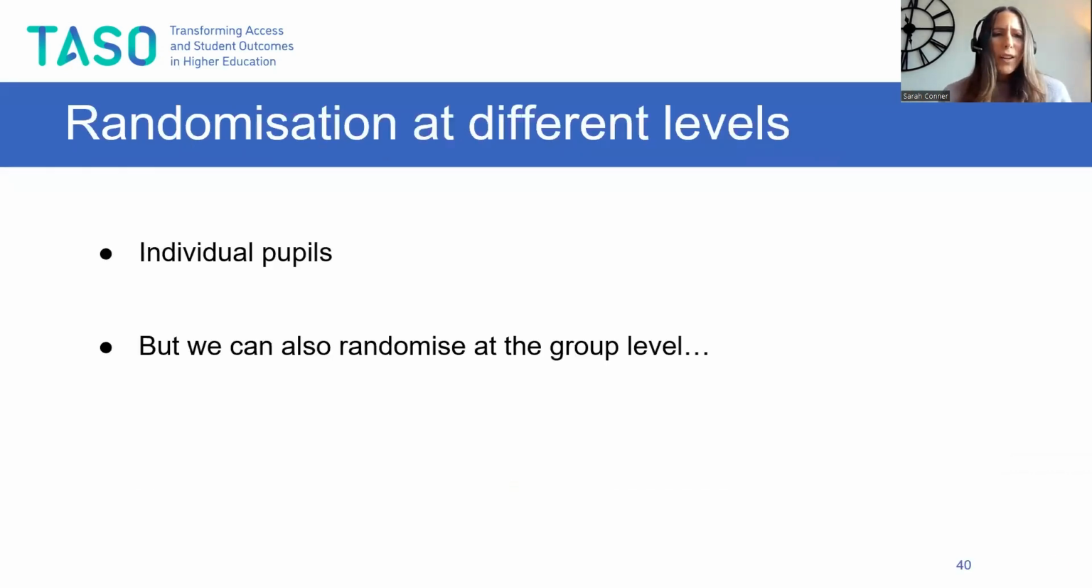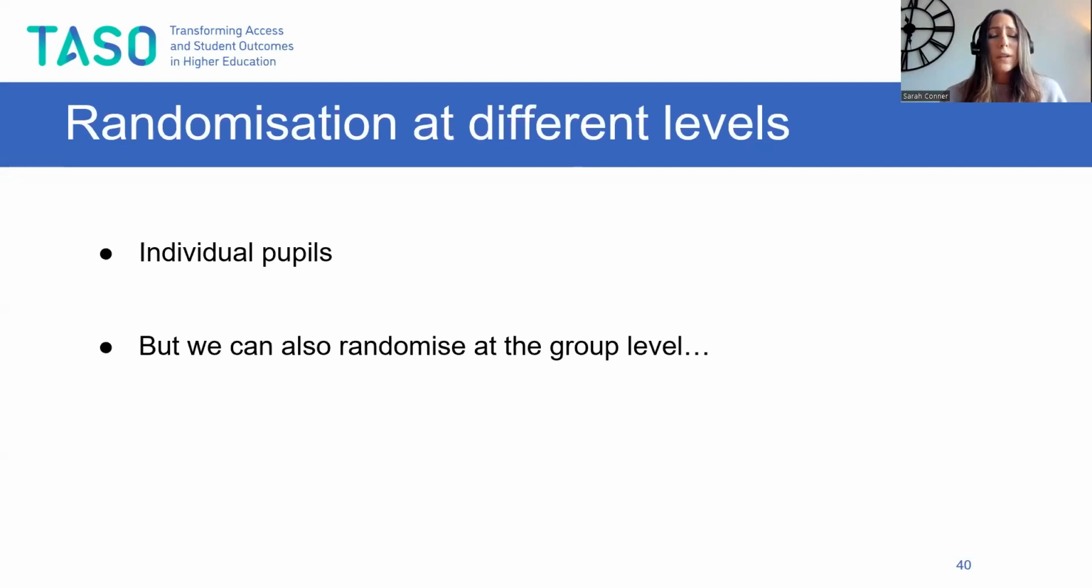And randomization can happen at different levels. So in the example I've used, a relatively simple example of individual pupils, you're randomly deciding whether one pupil gets a place or one pupil doesn't. So it's really at that individual level.